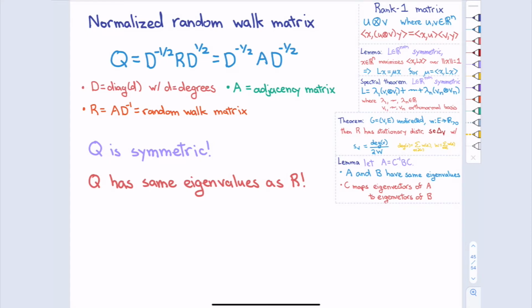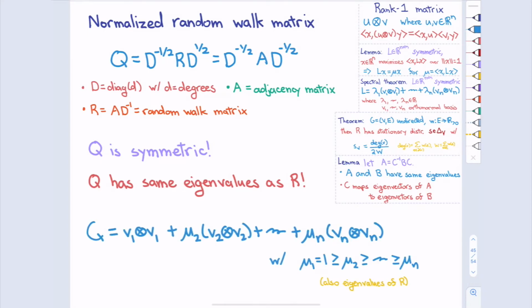All right, so we can write Q as some kind of eigendecomposition. I'm going to stick to the convention where the mu's, the eigenvalues, are listed in decreasing order. So the first one, mu 1, is always equal to 1. Why is the first eigenvalue 1?